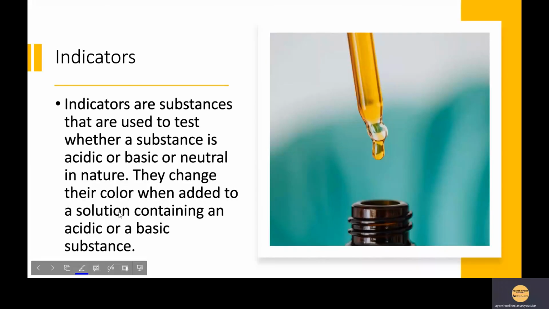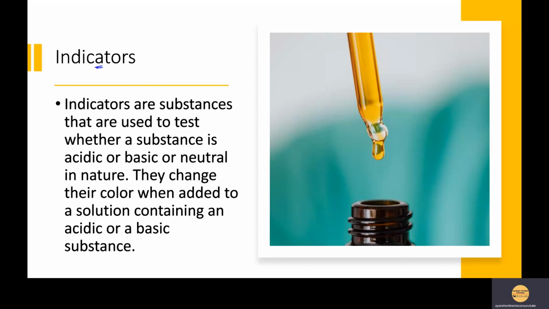Yeah, to reduce our work or to make it simpler for us, we have a term called indicators. Since the session started, we have seen an indicator which is named litmus paper. Exactly, first let us define what indicators are. Indicators are the substances that are used to test whether a substance is acidic or basic or neutral in nature. From the name itself, we get that they indicate something. Correct? They indicate something.